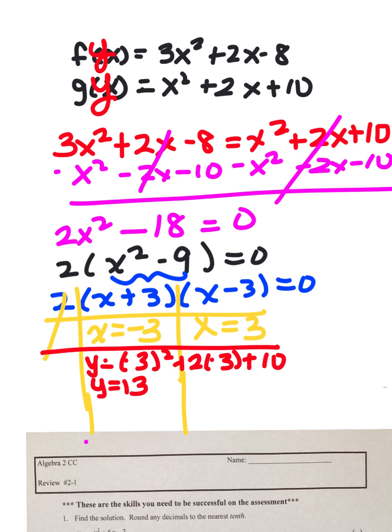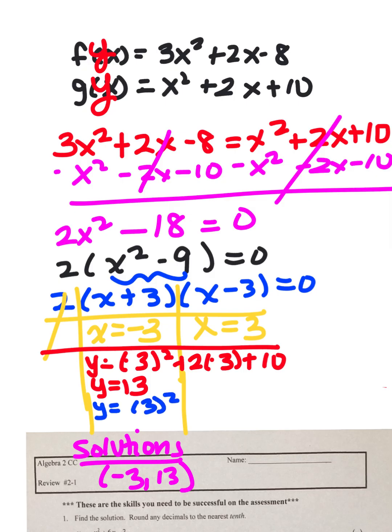So write down the word solution. One of them is negative 3 comma 13. All right, now we have to get the other one. So now we have to plug in 3. All right, so y equals 3 squared plus 2 times 3 plus 10. All right, so just plug that in your calculator all at one time. And we get y is equal to 25. So we have 3 comma 25.